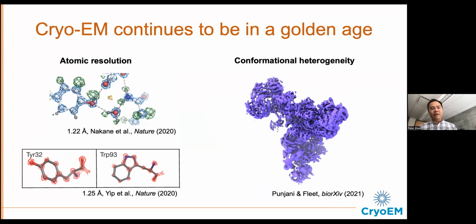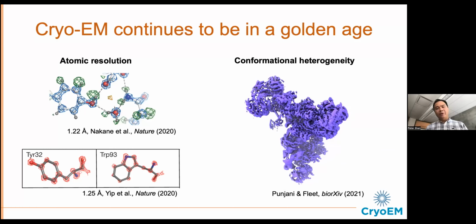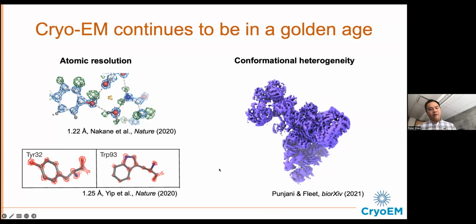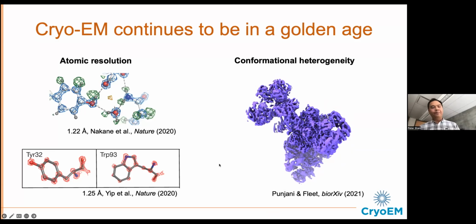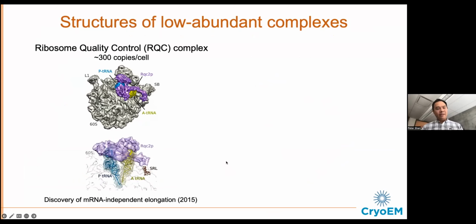And there are ongoing developments in image processing that are enabling reconstructions of continuous motions, moving beyond compositional heterogeneity to also conformational heterogeneity. But of course, these are best case examples, and time will tell if these types of results will become more mainstream. Now, the reality is most samples won't achieve atomic resolution anytime soon, but it doesn't mean that we should stop trying. For many samples, you can still learn a lot from moderate resolutions.